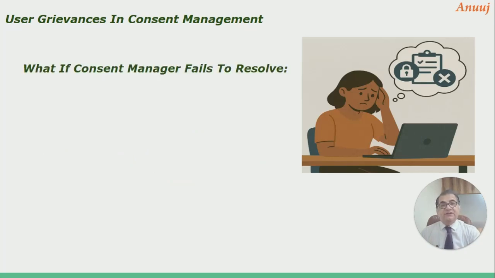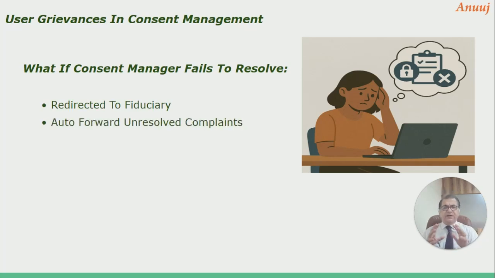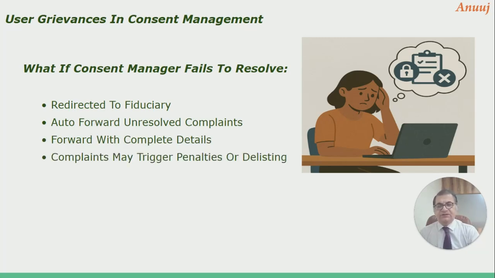Then what if the consent manager itself is not able to resolve the problem? There could be such situations. So the user can be redirected back to the fiduciary with all the complete details. This is the complaint that came in. This is how we work. This is the communication we had. And finally, at this stage, we realize that we cannot support or we have not been able to provide proper service, and therefore we have come back to the fiduciary for their feedback or for them to take it further. So it should have complete details so that the fiduciary can take a quick decision.